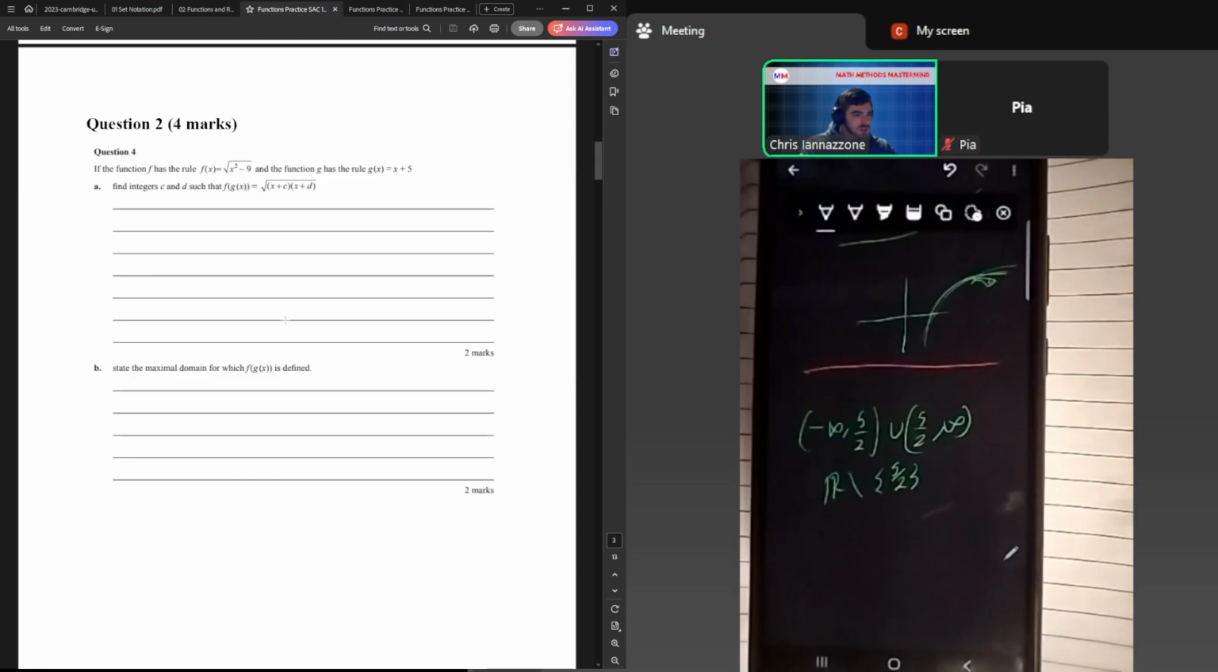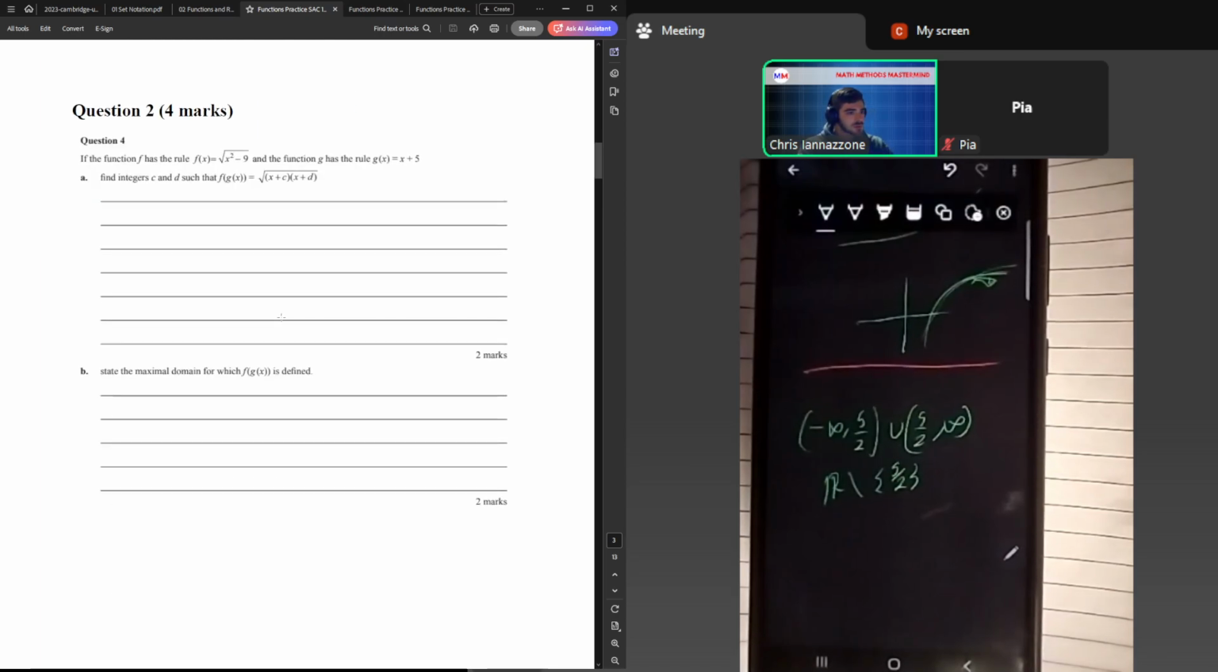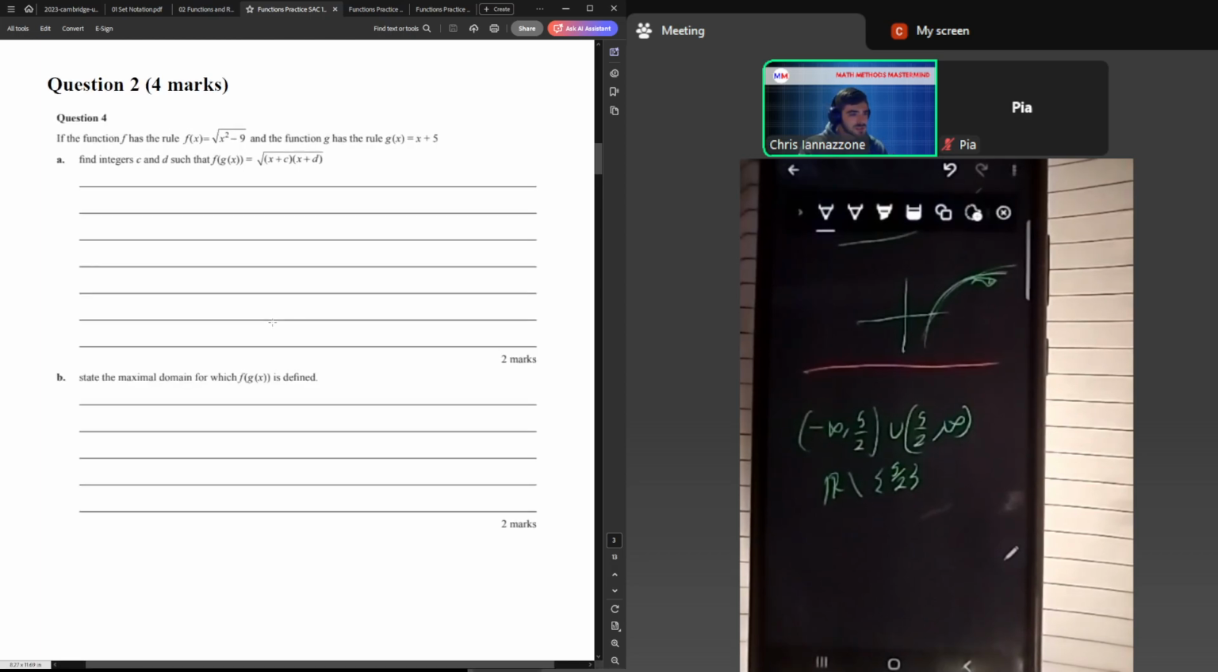I did go through some of the SAC/exam questions and try to pull out which ones are interesting and worth doing. So really it's going to be this part B here, which is figure out where f of g of x is defined. So I'll just quickly ask, do you remember what f of g of x means? Is it the composite function, like fog? Yeah, exactly. Composite function, specifically fog, correct.